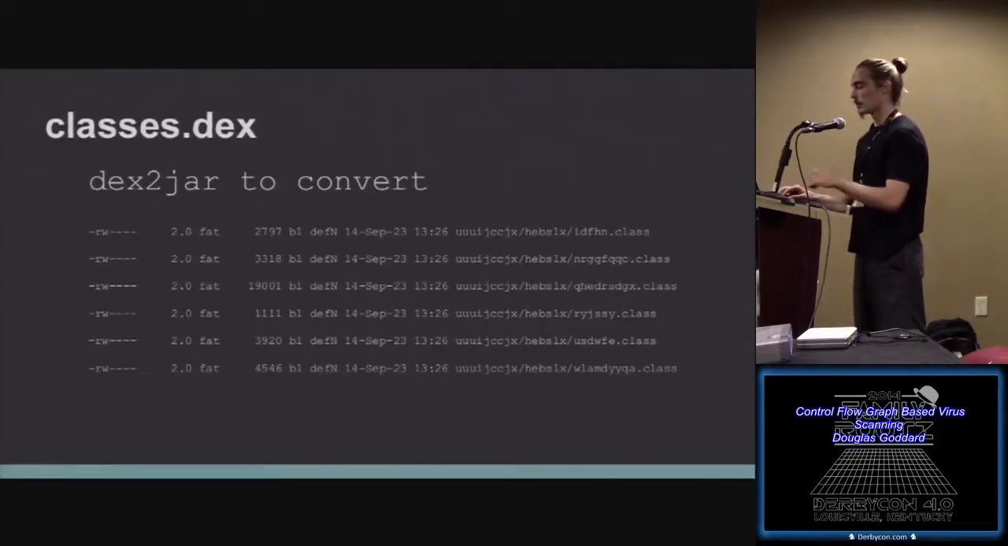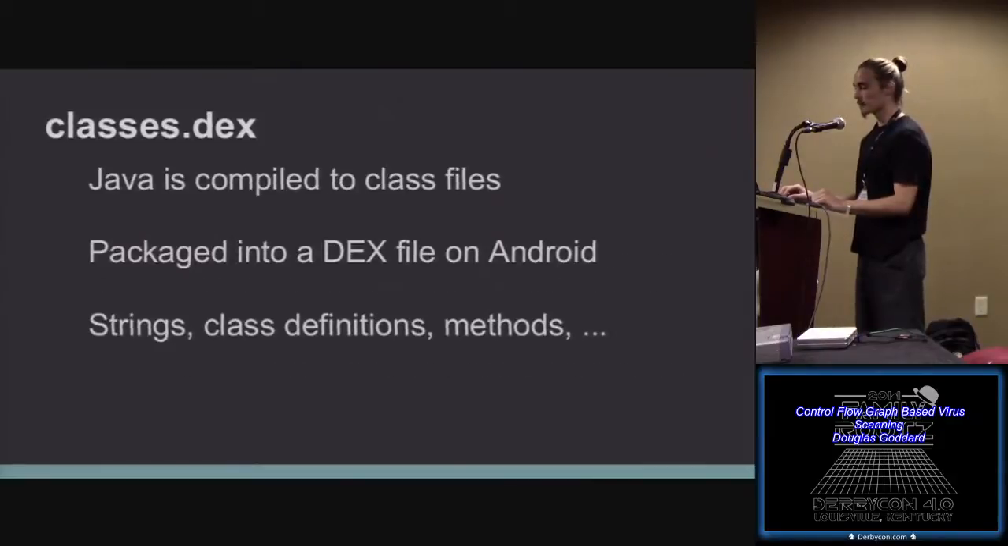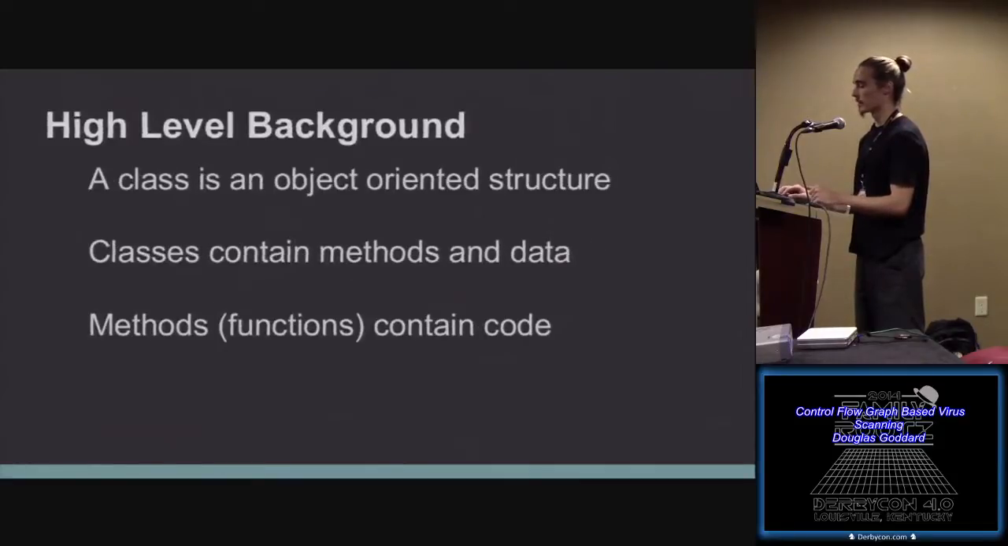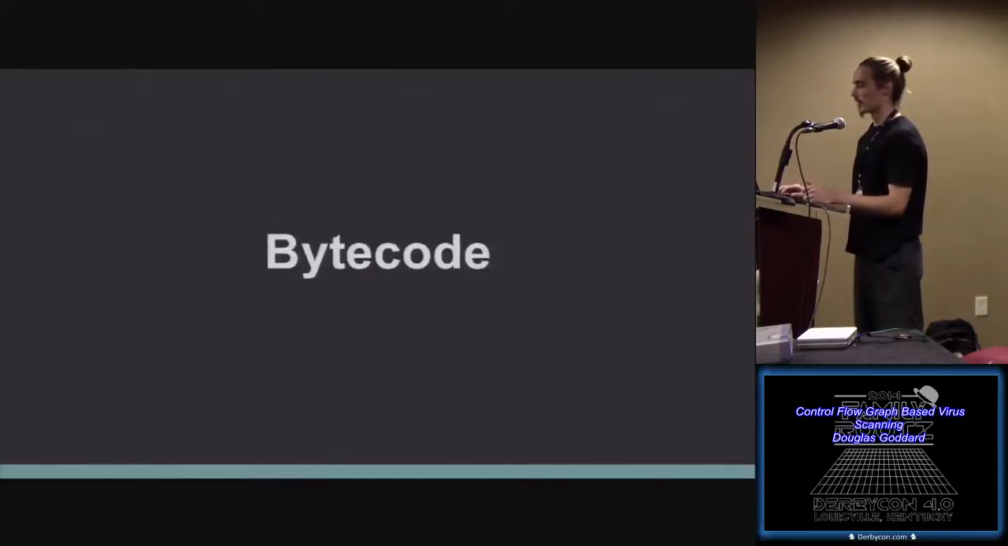And here you can just see a listing of all the classes. They're obfuscated, but they were pulled out from an APK and made into a jar. Other things in the dex file: there's strings, there's class definitions, and there's methods. Methods is what we are interested in. Just a high-level background, if people aren't programmers, a class in object-oriented programming is something that contains methods and data. The methods contain the code, and that's what we want.